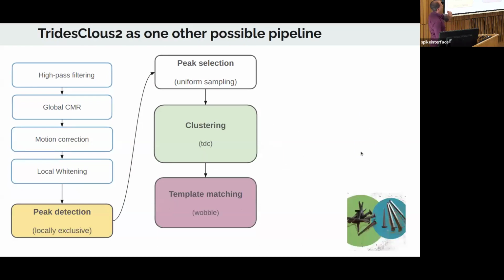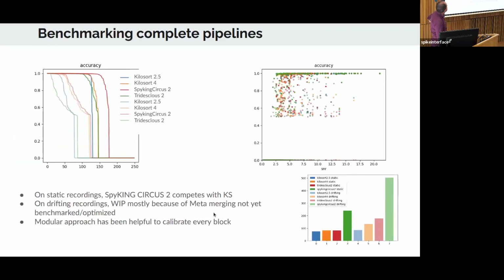Sam, in order to make a comparison, made 3D clue 2 with a different choice. So the peak detection is the locally exclusive one, 3D clue clustering, and the Wobble choice here for the template matching. And okay, I don't want to advocate anything, but at the end of the day, this approach seems to be fruitful.